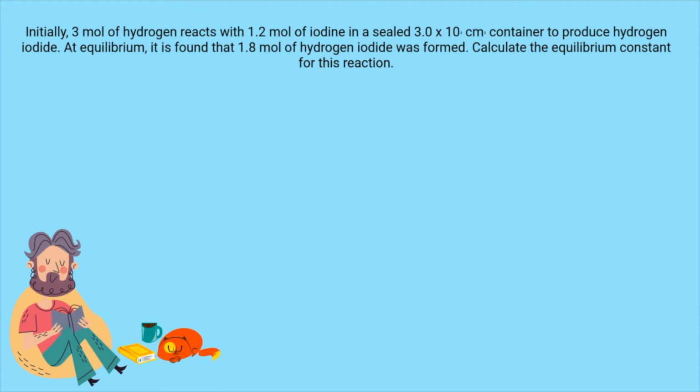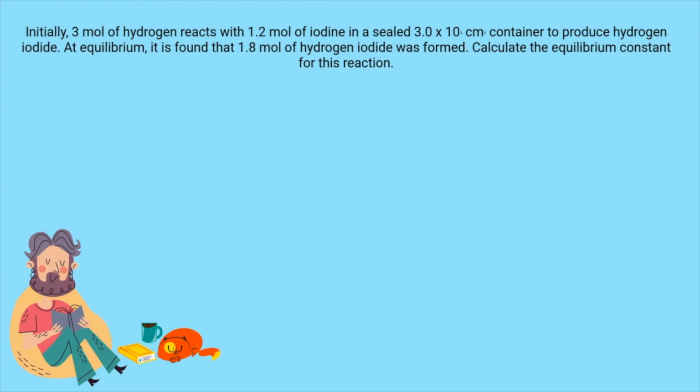Alright guys, now we are halfway through the discussion. So question number 4. Initially 3 mole of hydrogen reacts with 1.2 mole of iodine in a sealed 3.0 times 10 to the power of 3 cm³ container to produce hydrogen iodide. At equilibrium, it was found that 1.8 mole of hydrogen iodide was formed. Calculate the equilibrium constant for this reaction.